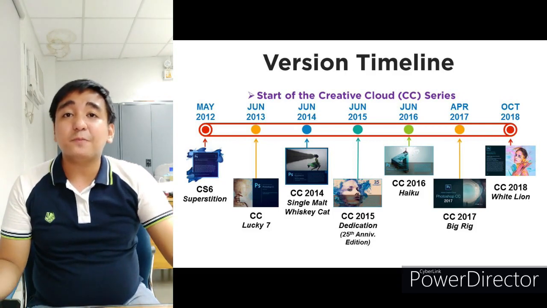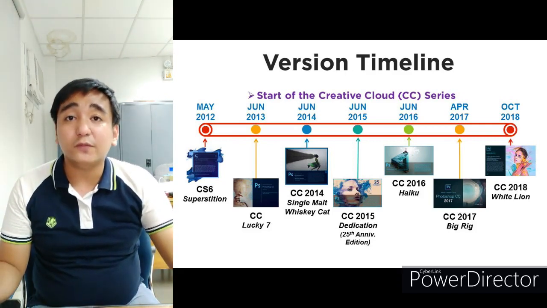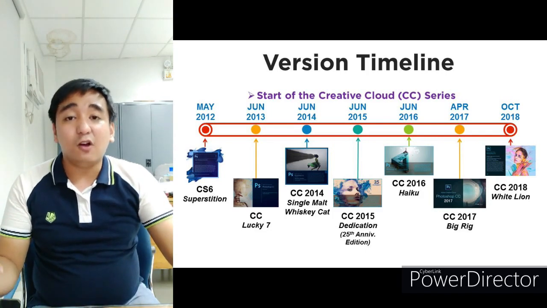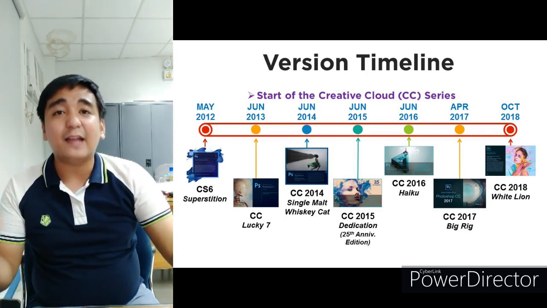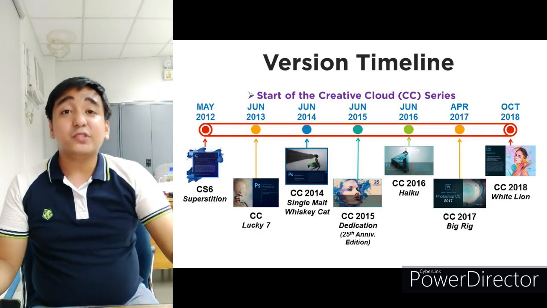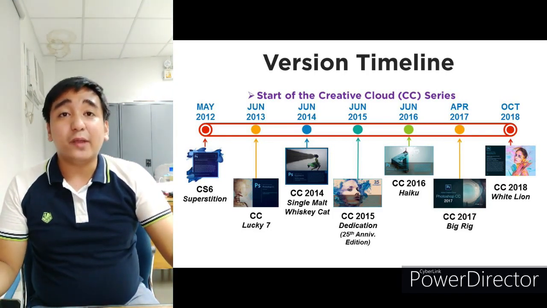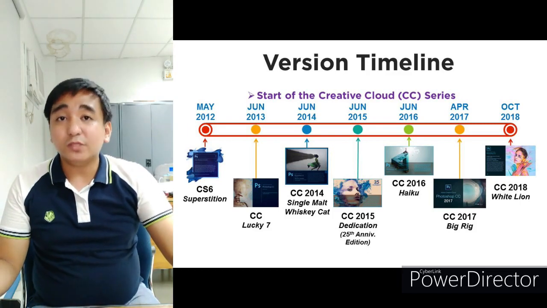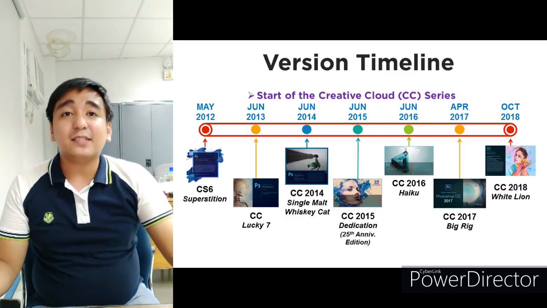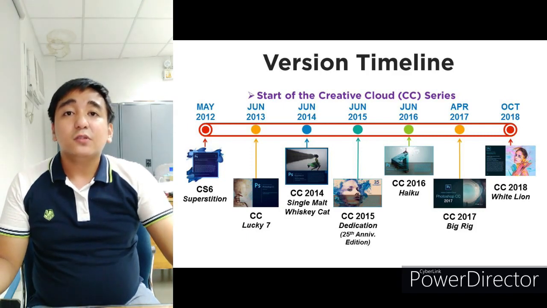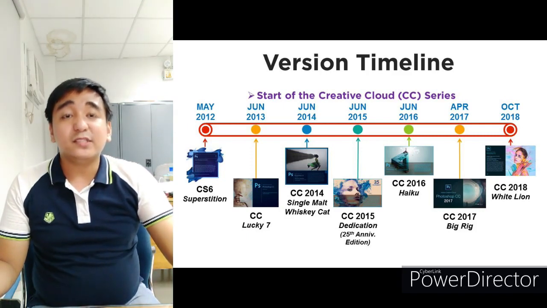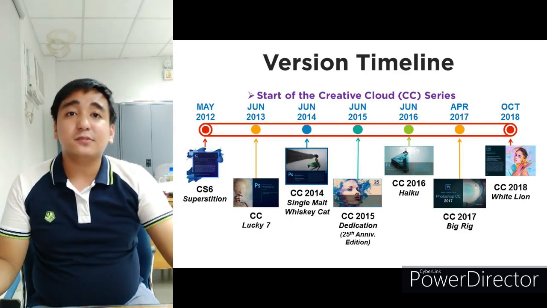Next is Photoshop CC 2014, released in June 2014. It has the longest code name of Single Malt Whiskey Cat. Features include content-aware tool improvements, focus mask, several speed increases, smart object improvements, and two new blur tools, which are the spin and the path blur.